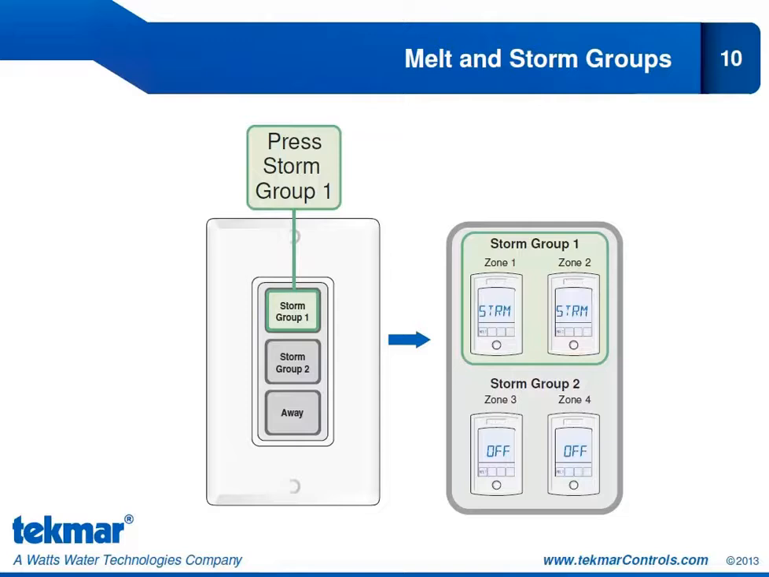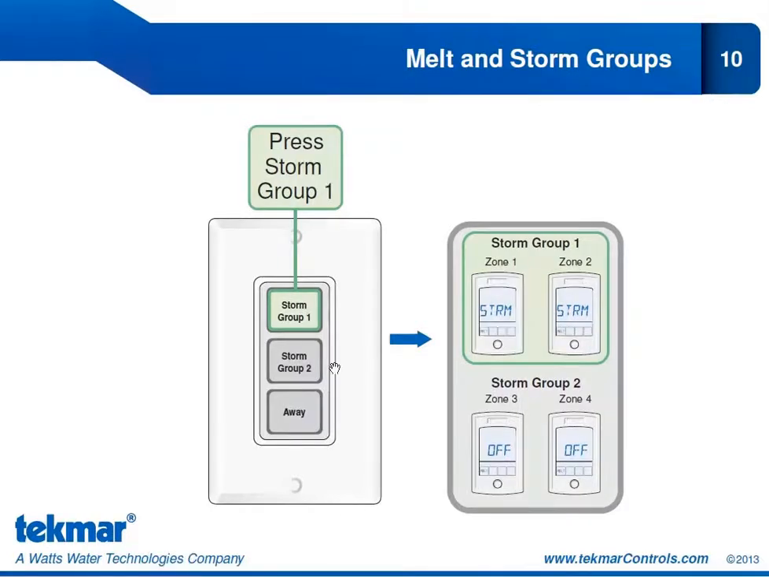I can program each of those 654s to be part of storm group 2. And then if I were to push the storm group 2 button on the user switch, both zone 3 and zone 4 would begin the storm operation.